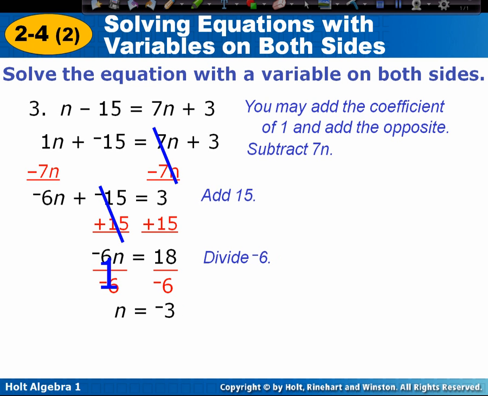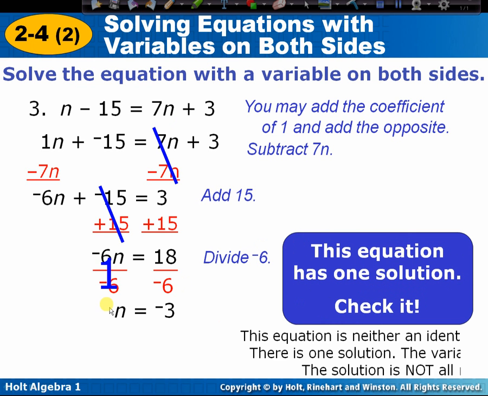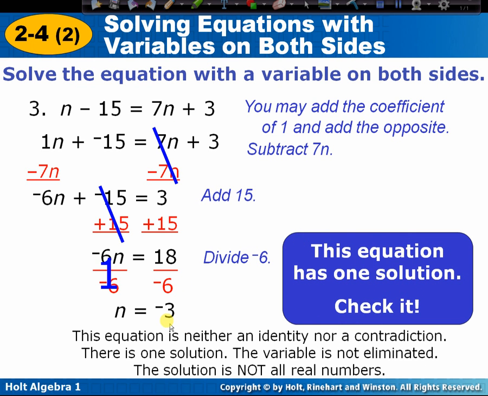This one is not an identity or a contradiction. It actually has an answer. Its answer is n equals negative 3. So negative 3 is the only thing I can plug in everywhere I see an n and get a correct check. Since you do actually have a solution of negative 3, you do actually need to go back and check that solution.